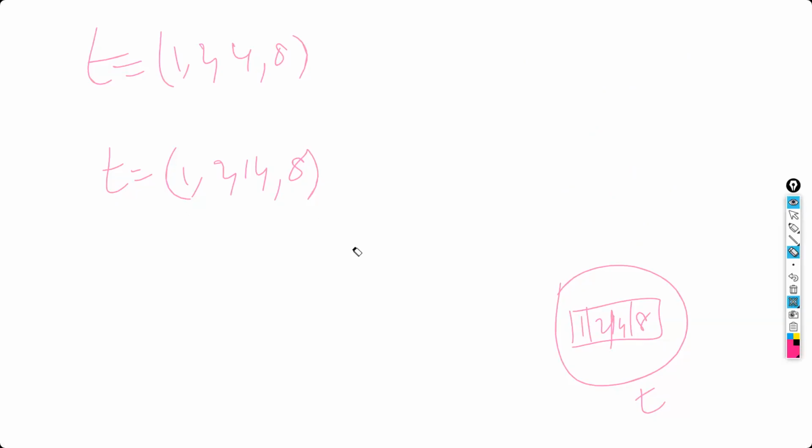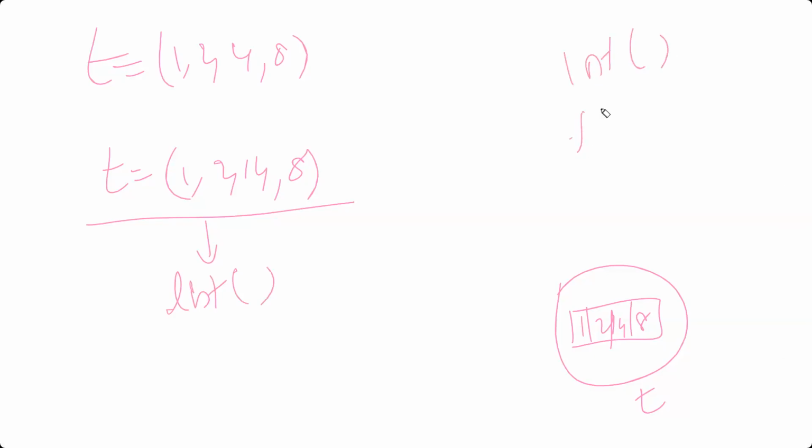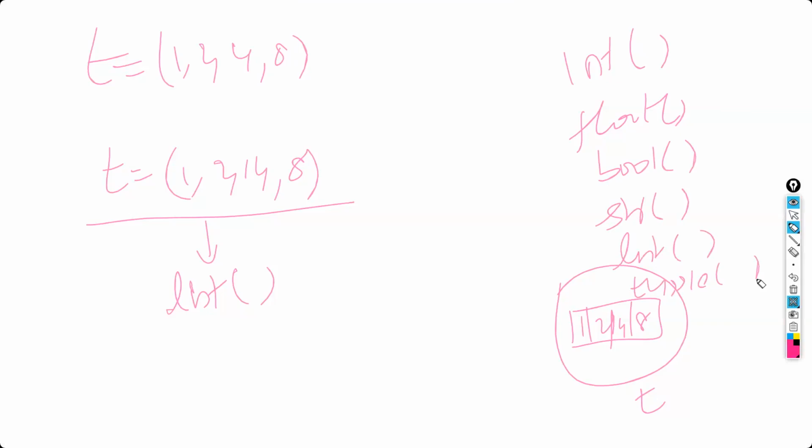Sir, now this is a tuple, na. Now can I add 10 within this? Adding 10 within the same object is not possible. By creating a new object, it is possible. How it is possible: first let us convert this one to list. How to convert to list? List of. How to convert anything to int? Int of. Anything to float? Float of. Anything to bool? Bool of. Anything to string? String of. Anything to list? List of. Anything to tuple? Tuple of. If it is possible it will convert, otherwise it will throw the error.